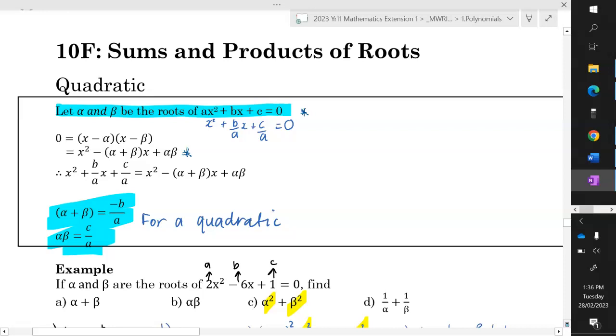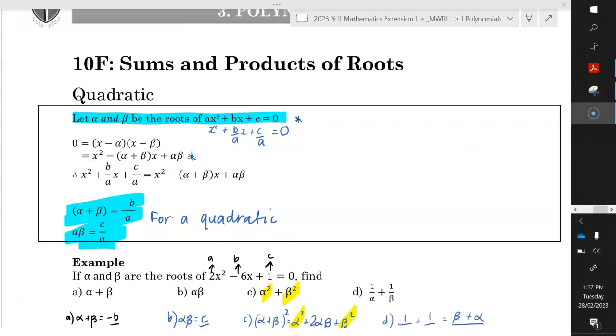And this is called the sum of the roots and the product of the roots. So the sum of two roots would be minus b over a, and the product of two roots would be c over a. Remembering that the coefficient out the front of x squared is a, of x is b, and the constant term is c.